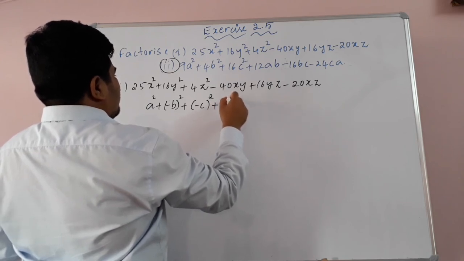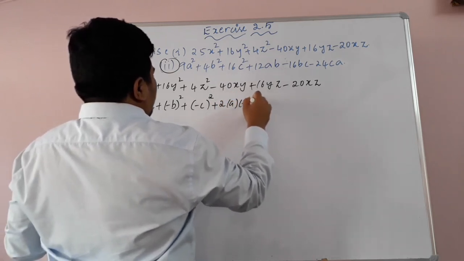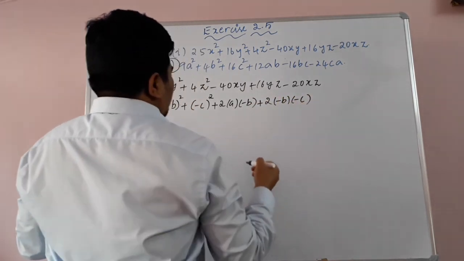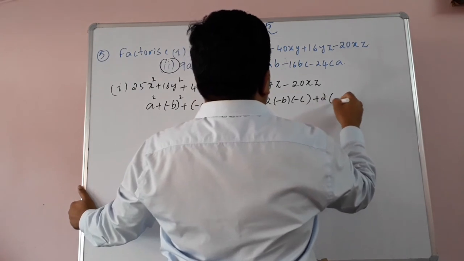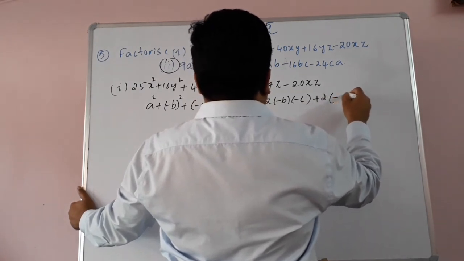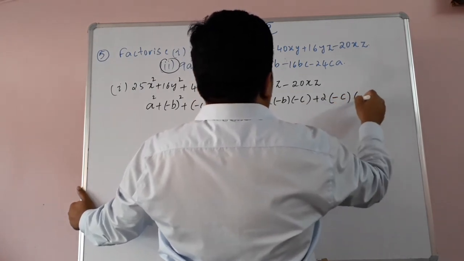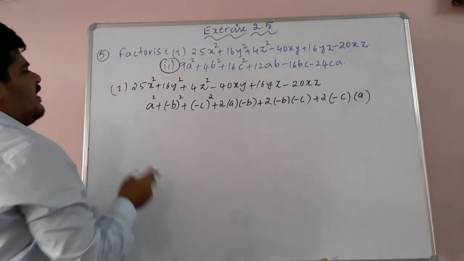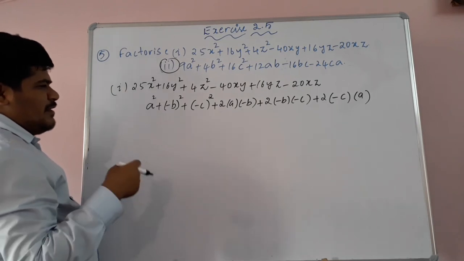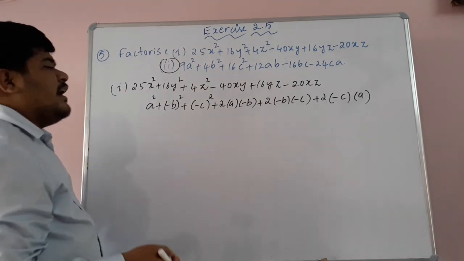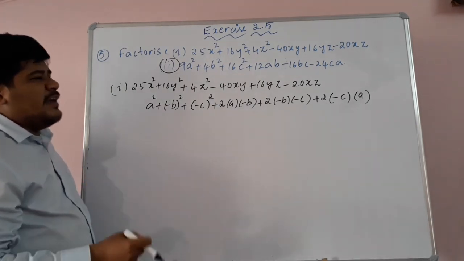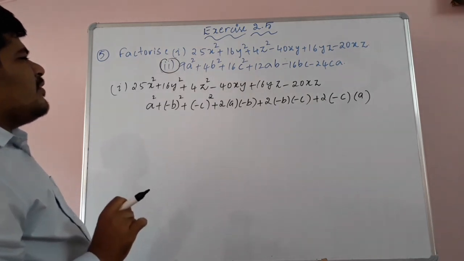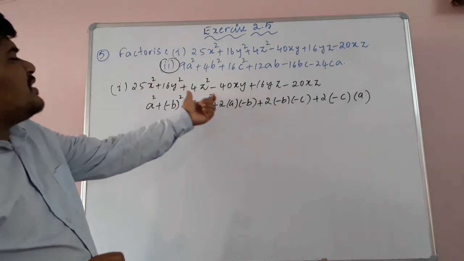Plus 2 into a into minus b plus 2 into minus b into minus c, plus 2 into minus c into positive a. So if the expression is like this, children, a square plus minus b square plus minus c square plus 2 into a into minus b plus 2 into minus b into minus c plus 2 into minus c into positive a, we have to convert the given expression in this way, children.